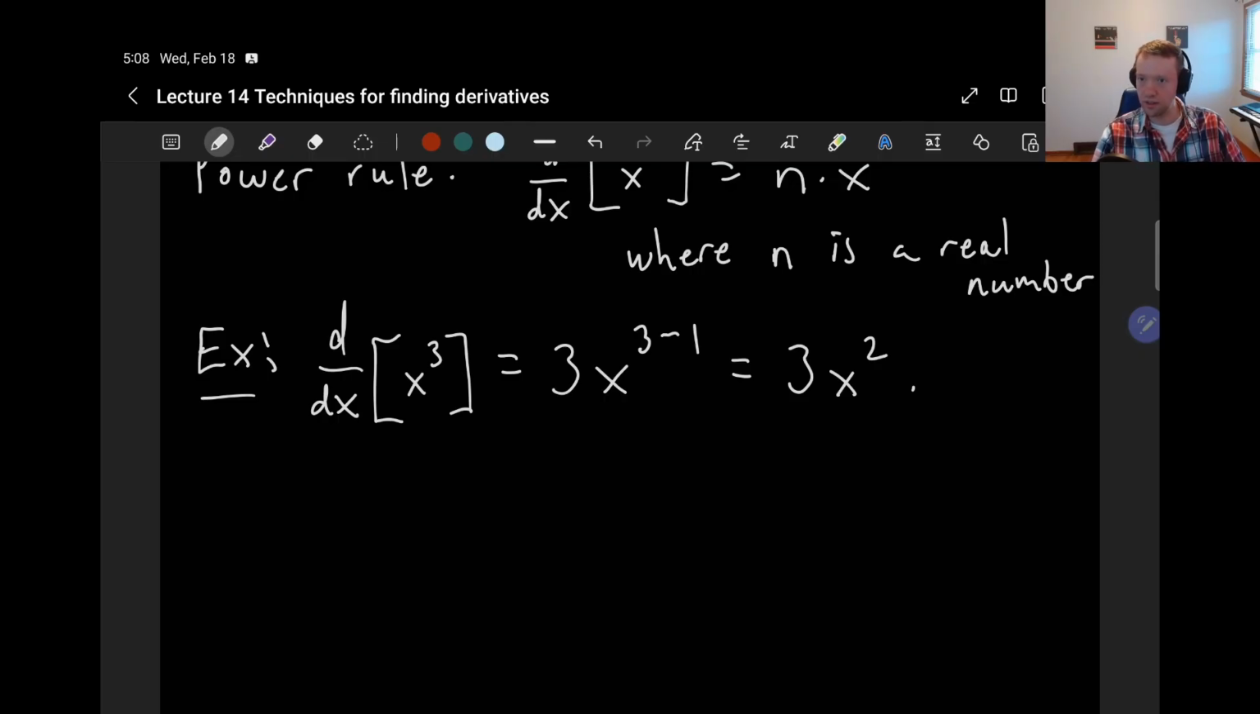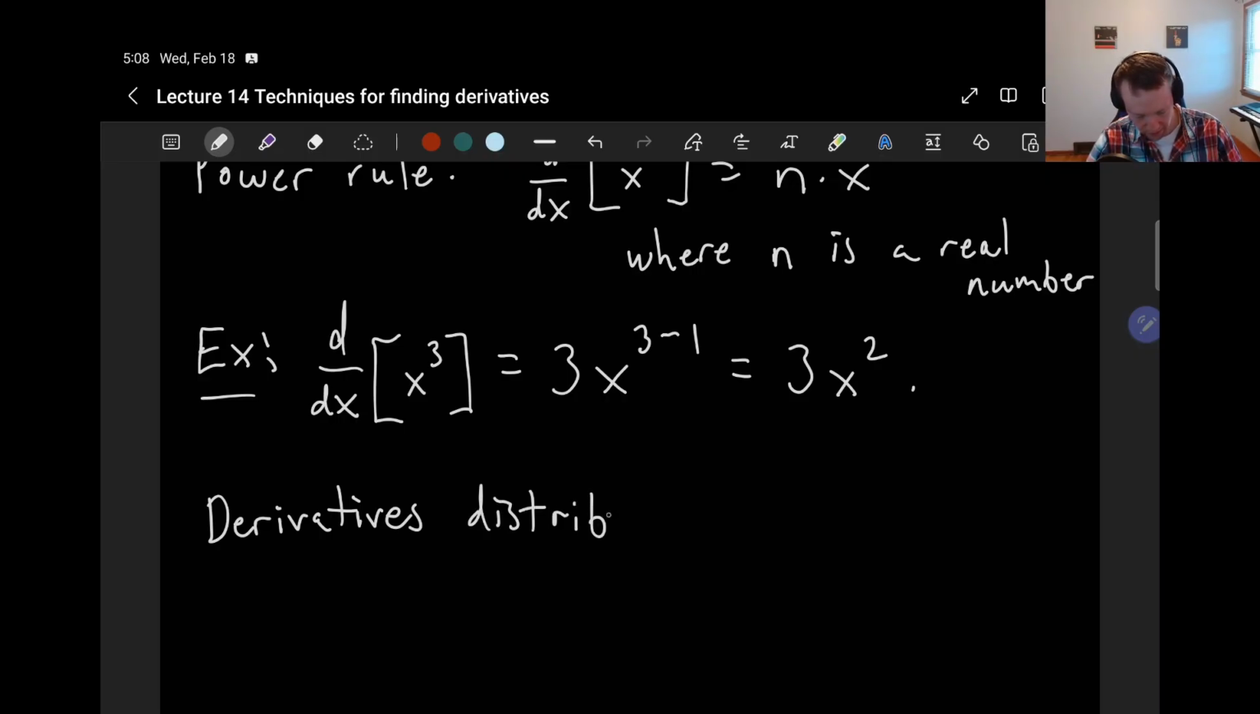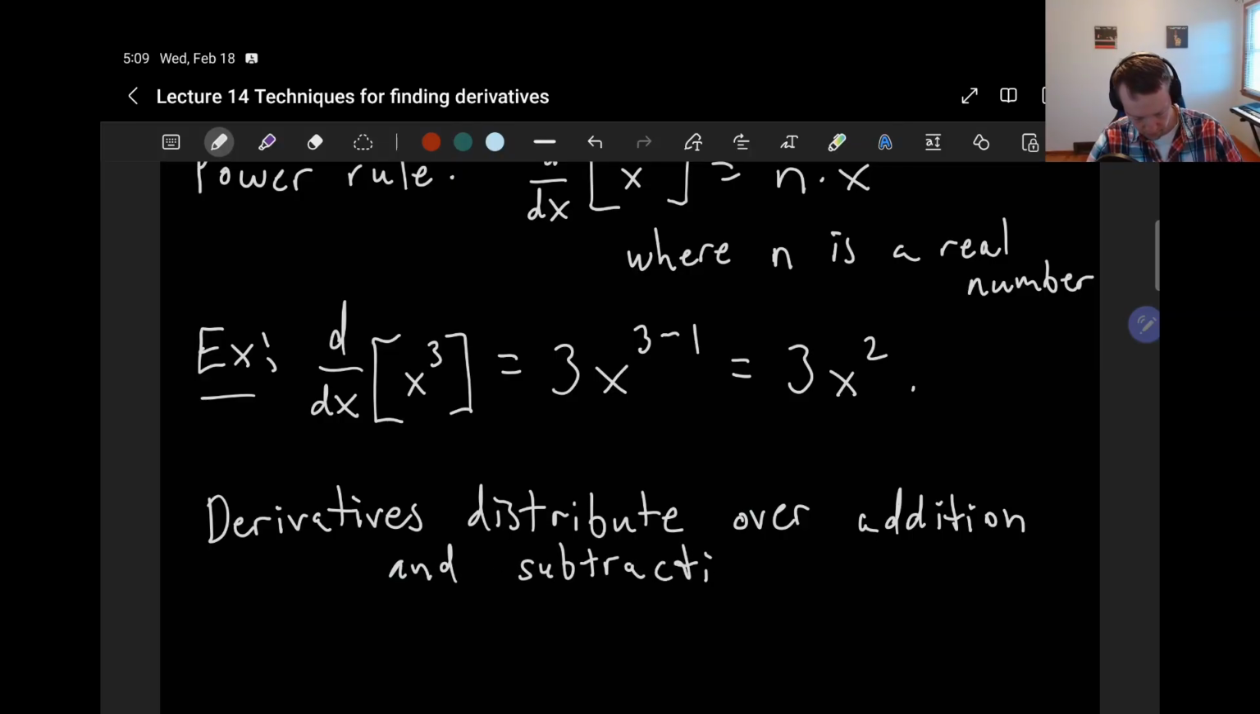Here's some good news. Derivatives distribute over addition and subtraction. Derivatives play really nicely with these things. This means that the power rule works very well for polynomials. You just apply that power rule to every term.